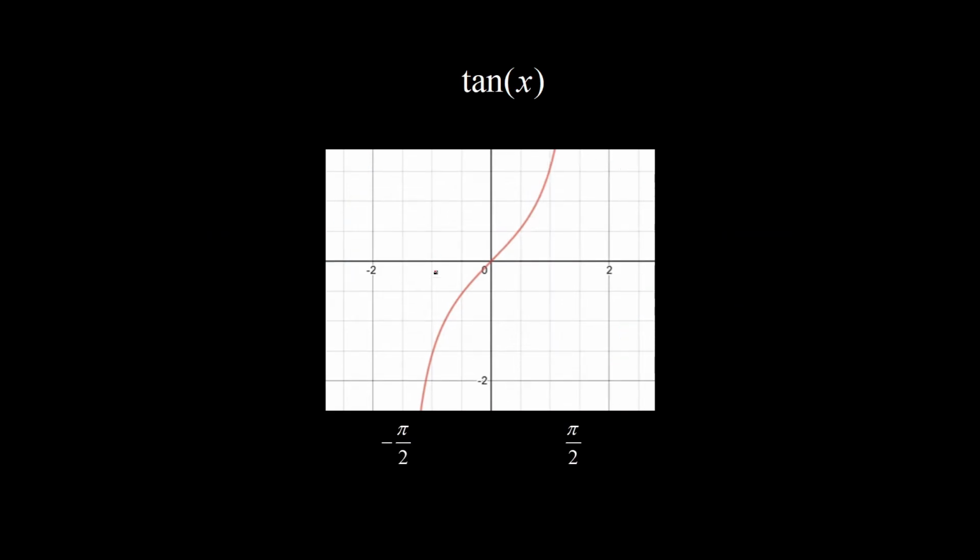And the domain we restrict for tangent is from minus pi over 2 to pi over 2. And this domain restriction will then make tangent a one-to-one function. So if you recall back to Math 151, a one-to-one function is guaranteed to have an inverse. A one-to-one function is a function that passes the vertical and horizontal line test.